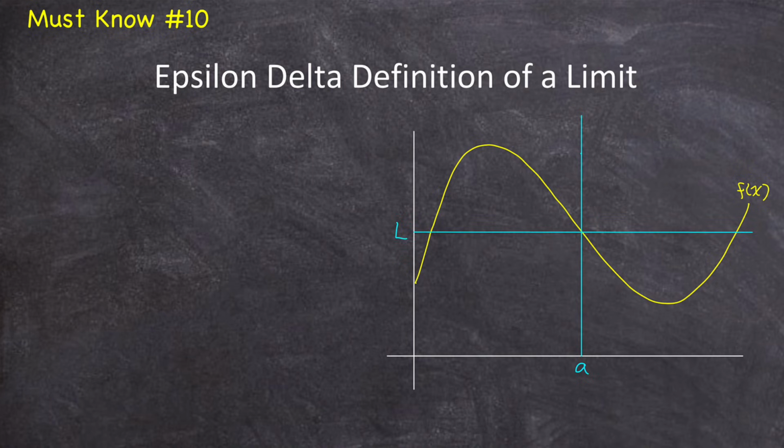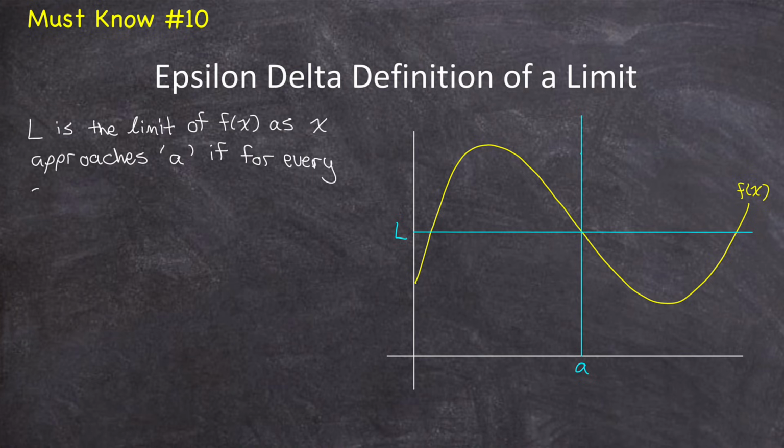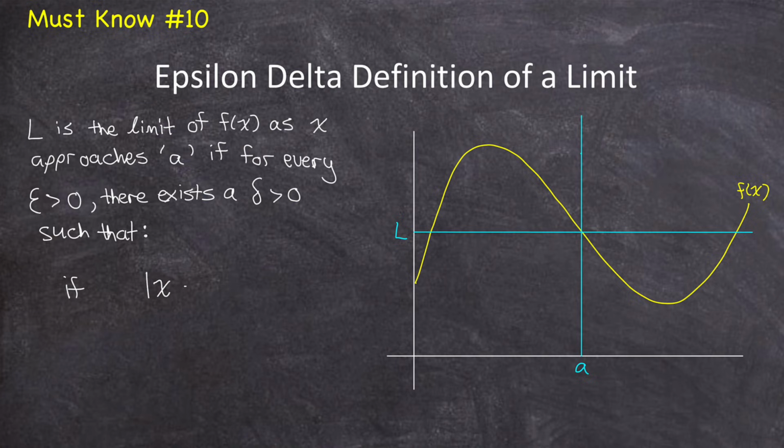And based on the formal definition of a limit, it says that L is the limit of f of x as x approaches a if, for every epsilon greater than 0, there exists a delta greater than 0 such that if the magnitude of x minus a is bigger than 0, but less than delta, then the magnitude of f of x minus L would be less than epsilon.